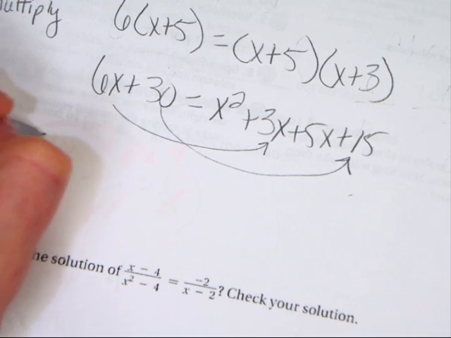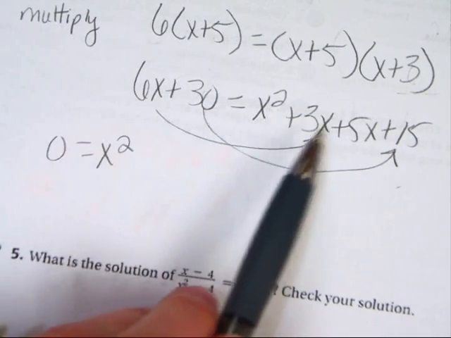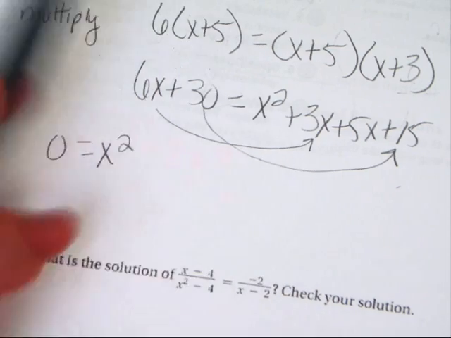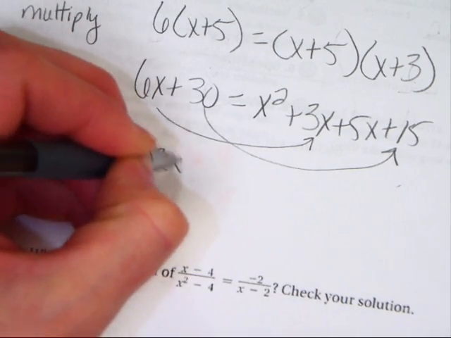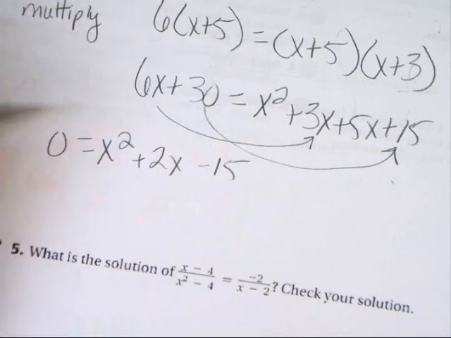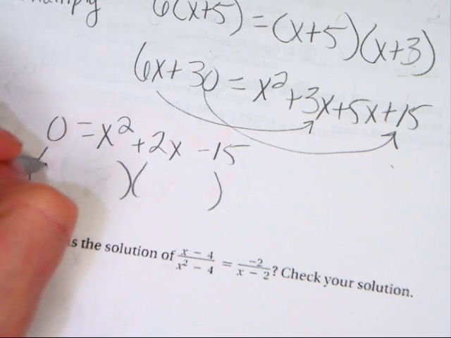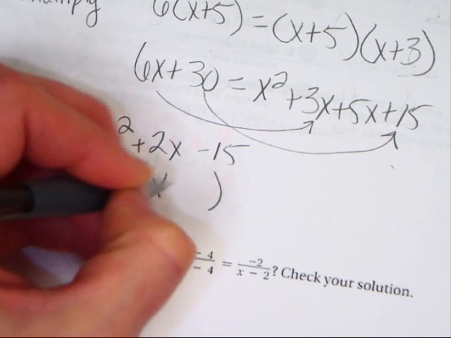So you get 0 equals x squared. Now let's put all the x's together. 3 plus 5 is 8. 8 minus 6 is plus 2x. 15 minus 30 is negative 15. Get your double parentheses ready to factor now. (x plus 5)(x minus 3).